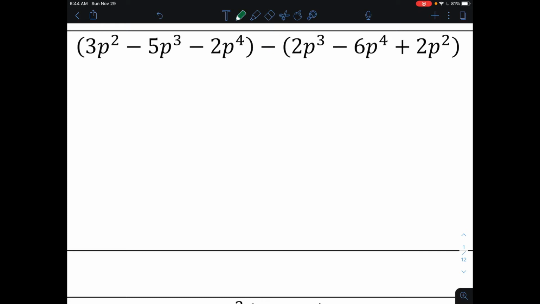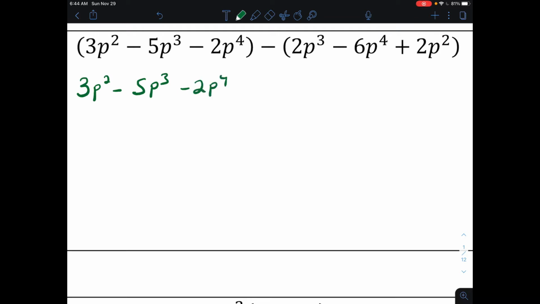Next one, this time we have two trinomials, but we're subtracting in between here. So we need to write everything without parentheses. There's nothing in front of this first set of parentheses. There's technically a 1 there. It has no effect, so I can take all of the stuff out of the first set of parentheses. I don't need to change any signs.